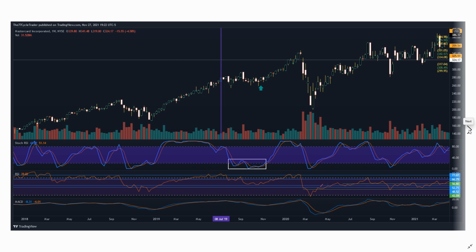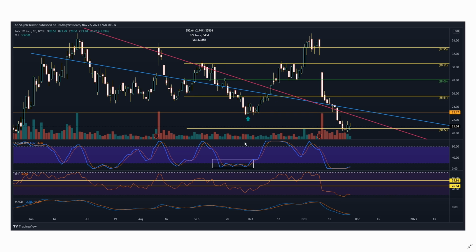We have another example, which is on Fubo. On the daily chart, you have the stochastic RSI, both lines, K and D, falling into the oversold region.